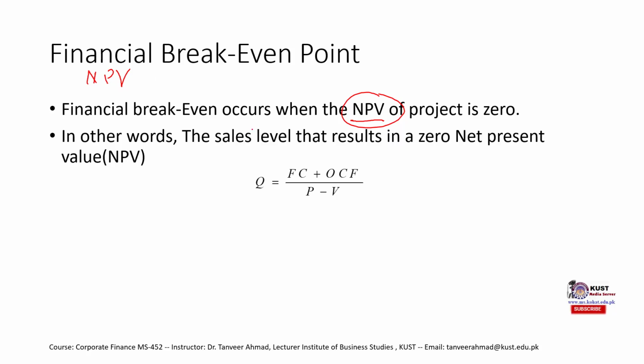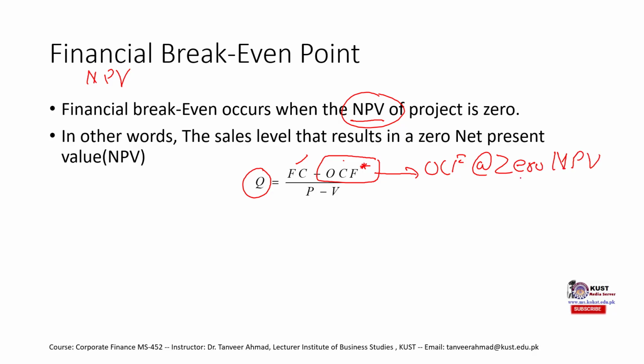So to find Q, we need to have fixed cost plus OCF. This OCF is OCF star, and what this OCF star means is the OCF at 0 NPV.